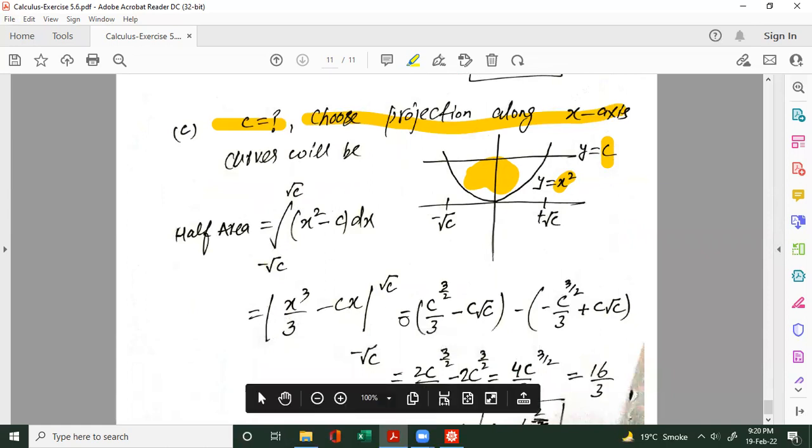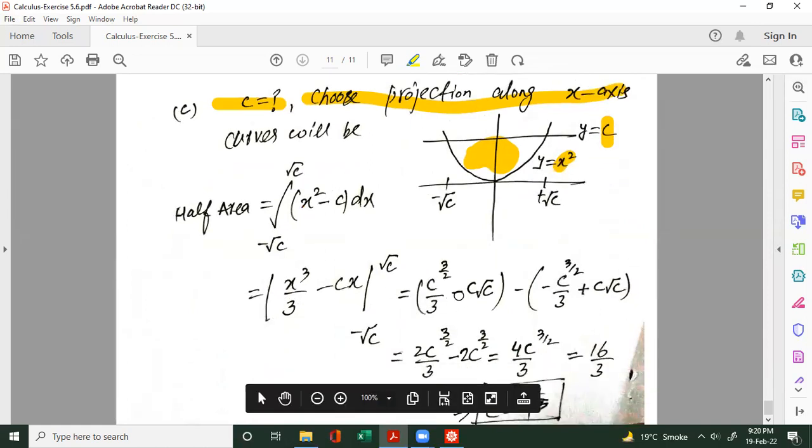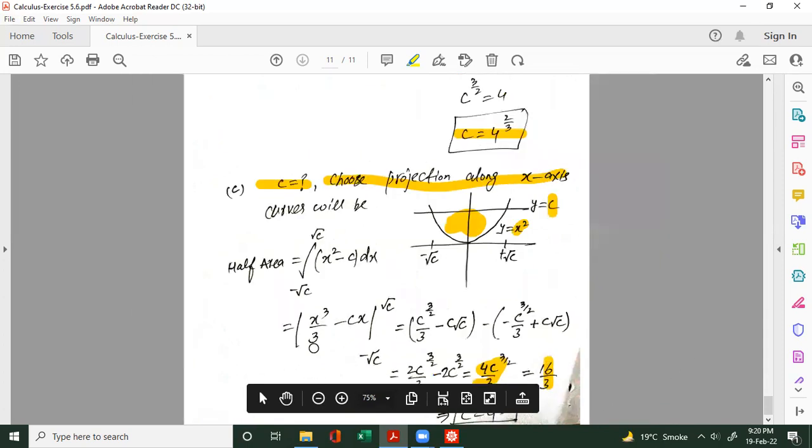Integrate it, finish the integration, apply the limits, and my answer will be 4 times c raised to power 3 by 2, divided by 3. But that is the half area, which is equal to 16 by 3. As I solve it, my answer for c will be c equal to 4 raised to power 2 by 3.